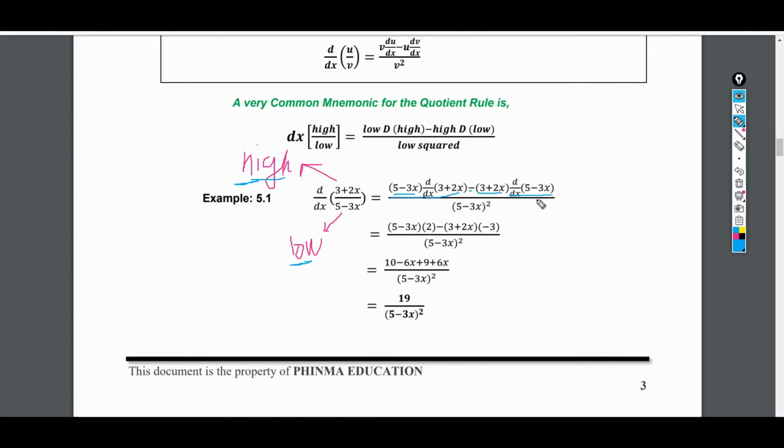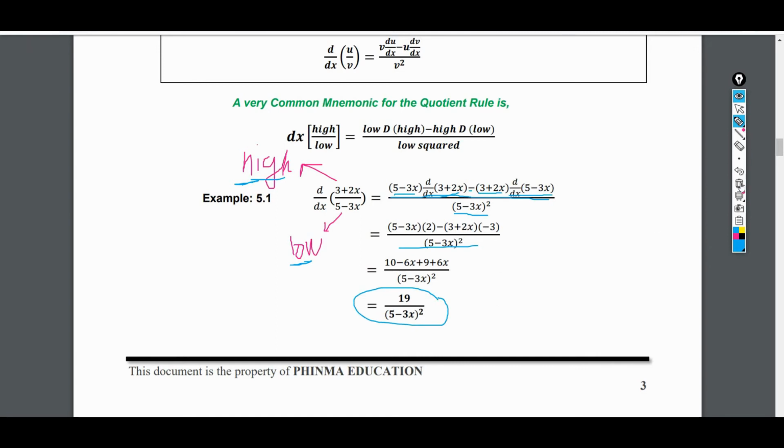Tapos, lahat ay i-divide natin sa low squared. Then, we just simplify everything. Perform natin yung ating derivative. And then, after that, we will simplify everything and we will arrive to this answer.